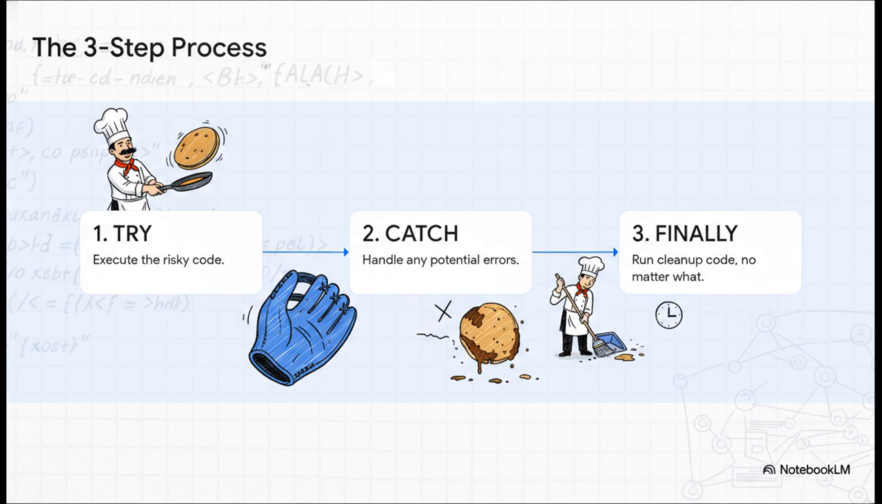The whole thing is built around three simple keywords: try, catch, and finally. Okay, here's an analogy. Imagine you're a chef. You try to flip a pancake. That's the risky part. If you drop it on the floor, the catch block is your plan B. You know, how you handle the mess. And the finally block, that's you cleaning the kitchen. It happens no matter what, whether you nailed the pancake flip or you've got a disaster on the floor.